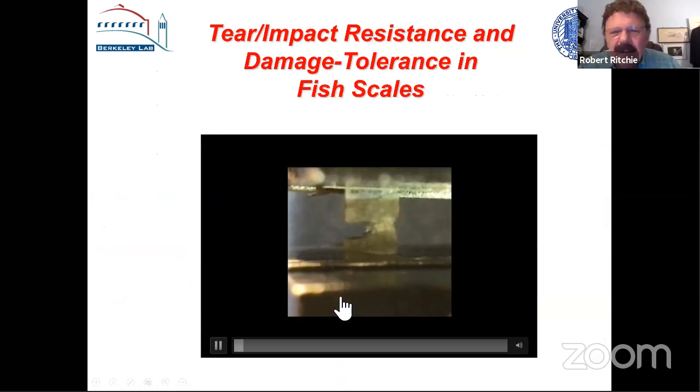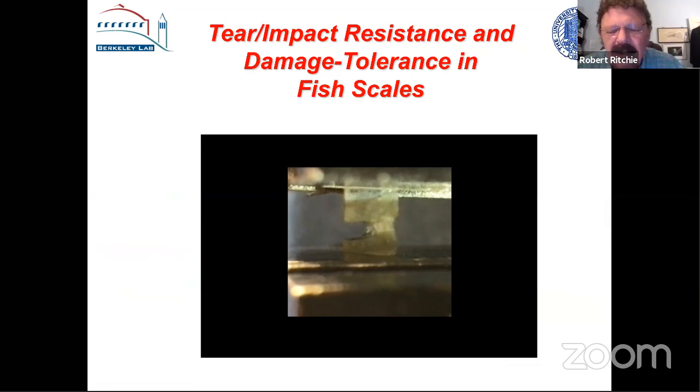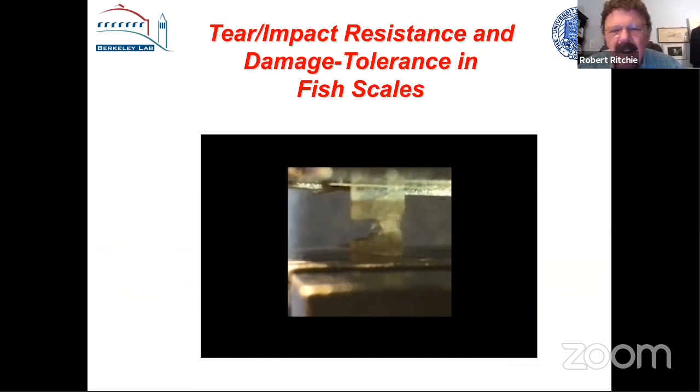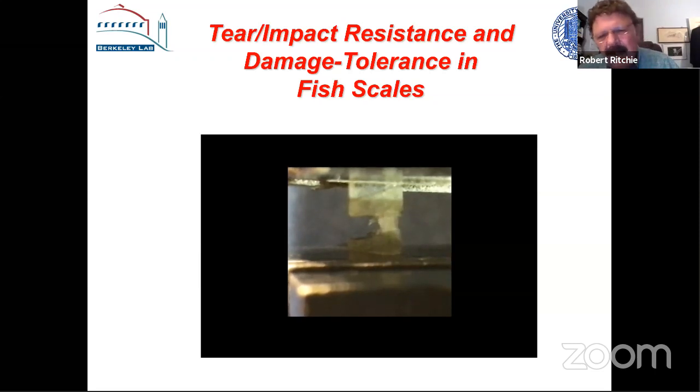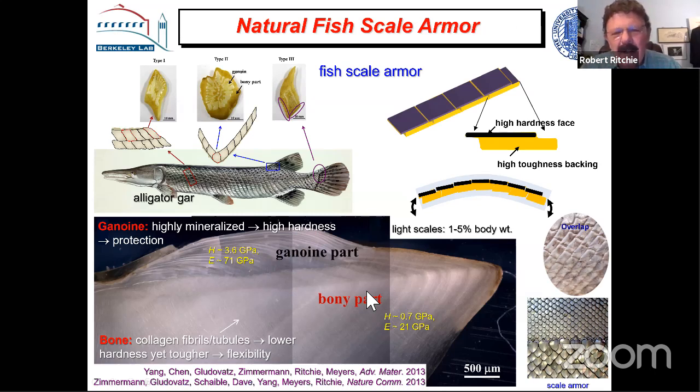So let's move on to different biological fields. These are fish scales. This is work that I've been doing with Mark Meyers and his team, particularly Wen Yang, down at UC San Diego. This is a pretty amazing material when you try to break a fish scale. This goes on for a while, so we'll move on, but they're pretty tough materials. We've looked at a number of different fish.